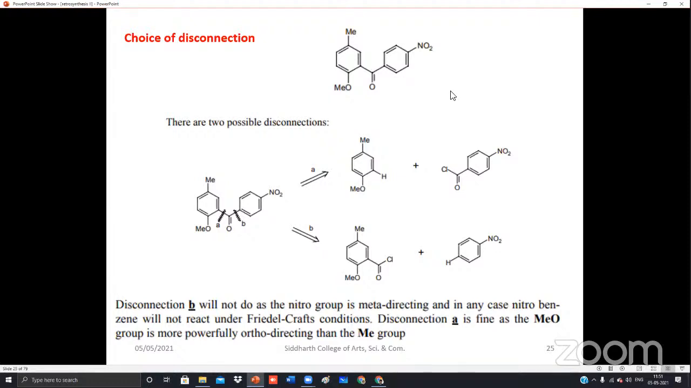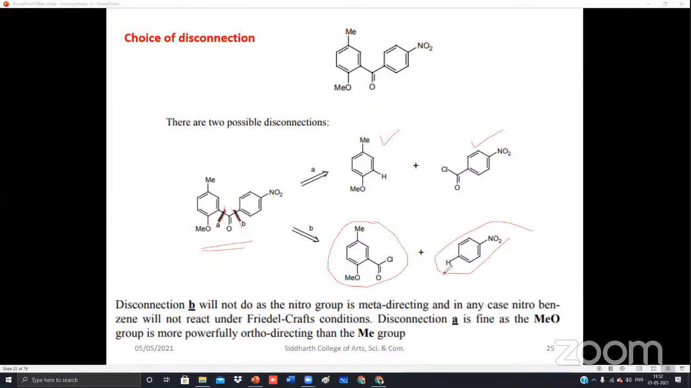When we do the disconnections, again you have to follow some sort of orientations that we already discussed yesterday, but here is just one example. Suppose we have this huge molecule. We disconnect over here. If I disconnect by path A, you will get this acyl group, that is a benzoyl group, and this anisole type of derivative. And then if I disconnect by B, then you will have nitrobenzene here and this benzoyl type of group here.